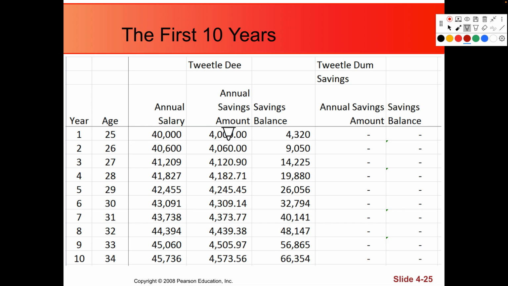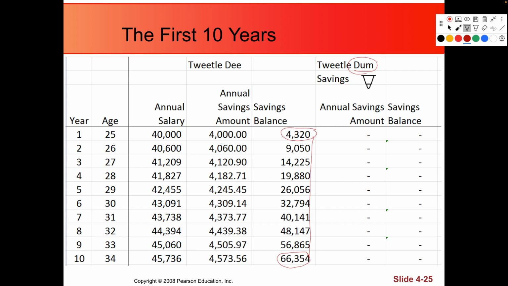Tweedledee decides, I will put my 10% away. So yeah, 10% of 40,000 is 4,000, and he has it taken out of his paycheck. By the end of the year, and I think I'm doing it at about 8%, he now has 4,320 because he's gotten some interest growth. He does this for the first 10 years, and so at the end of 10 years, he now has 66,000 in his fund. Tweedledum, on the other hand, has had this idea, I'll start that next year.